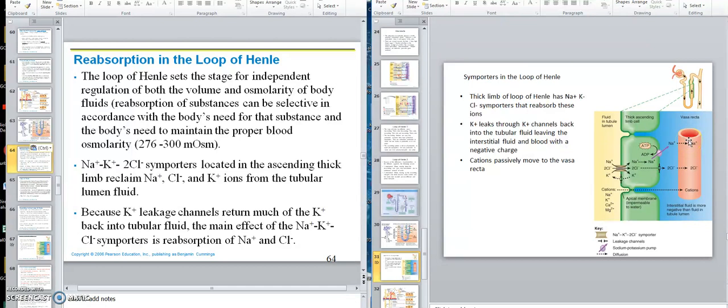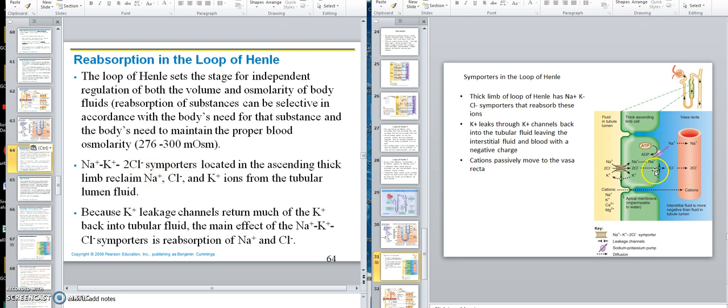The loop of Henle sets the stage for independent regulation of both the volume and osmolarity of body fluids. Reabsorption of substances can be selective in accordance with the body's need for that substance and the body's need to maintain proper blood osmolarity. This is your normal blood osmotic pressure, about 276. Some will say 270 to 300, with about 280 as the median. We'll talk about that a little later. I have something we'll read through.